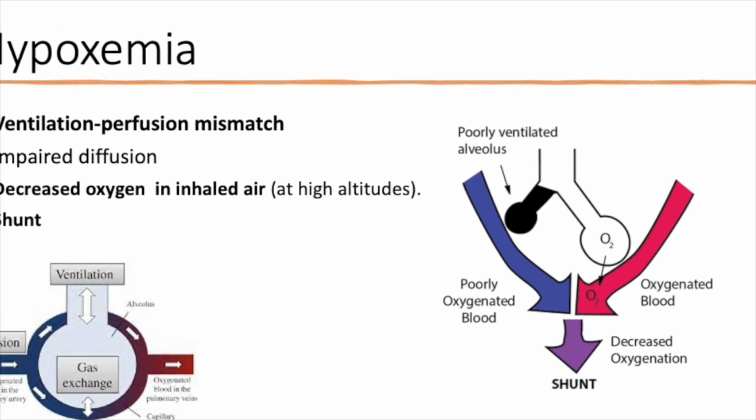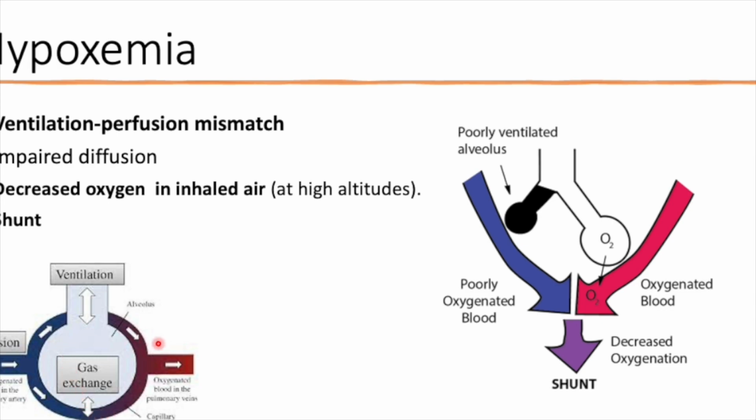So let us look into mechanisms of production of hypoxemia. Here you can see there is ventilation, there is perfusion. There is a ventilation-perfusion mismatch that can lead on to either the perfusion is decreased or ventilation is decreased. Second is decreased diffusion, that is gas exchange is not occurring. There are abnormalities in the lung or the alveoli that lead on to impaired diffusion.